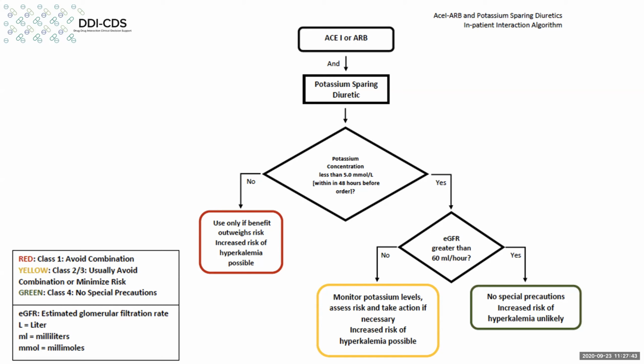If the answer to that question is no, it's not less than 5, in other words, it's greater than 5, then you go to the little red box, which really means you should probably avoid this. This is probably not a good idea. And if you're going to do this, you probably need to make sure that the benefit outweighs the risk. And the way to mitigate the risk, of course, is to take very careful monitoring approaches to the patient.